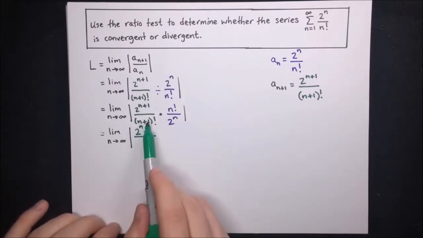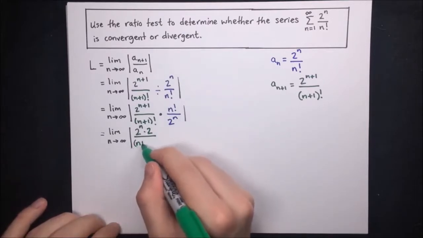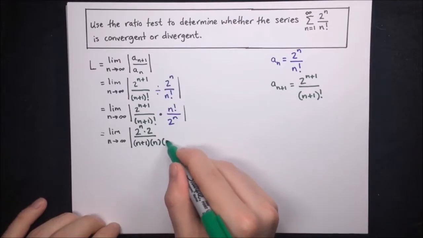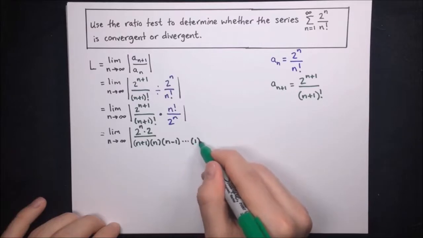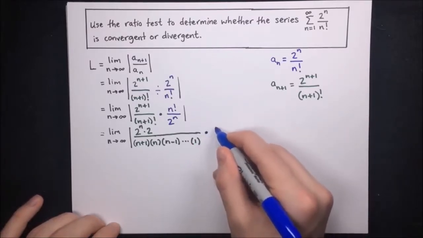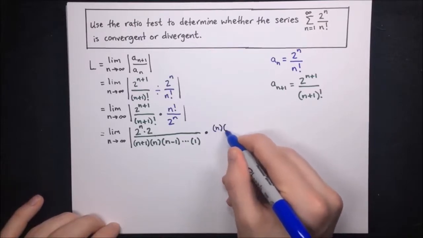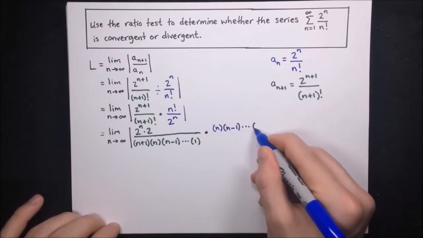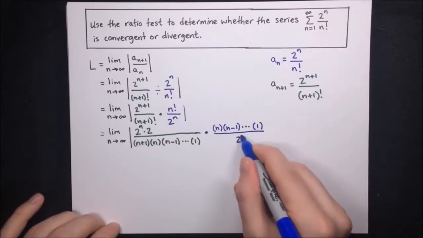And then this n plus 1 factorial, that's just the product of all the numbers n plus 1, the number before that, which is n, the number before that, which is n minus 1, and so on all the way down to the number 1. Now, in the second term, n factorial, that's just the product of all the numbers n and downwards, so n times n minus 1 times so on all the way down to the number 1, and 2 to the n we can just leave the same.